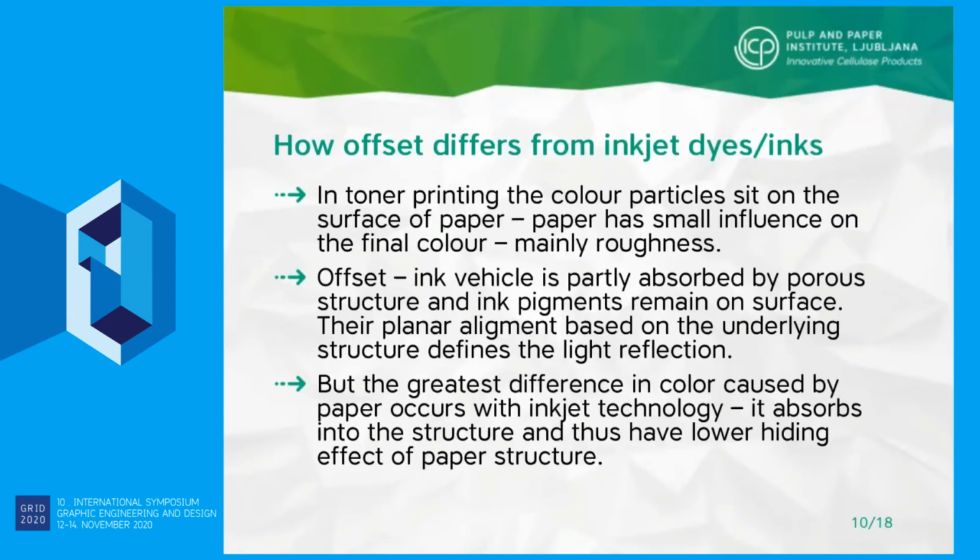For example, in toner printing, the color particle just sits on the paper. The paper has small influence on the final color, mainly the roughness. There is not much absorption and interaction, no internal scattering. In offset, you have the separation of the ink vehicle, which is sucked in by the porous structure, and the ink pigments which are left on the surface, and their planar alignment is basically what changes the light and makes the optical properties, which we measure with CIELAB, delta E, and so on.